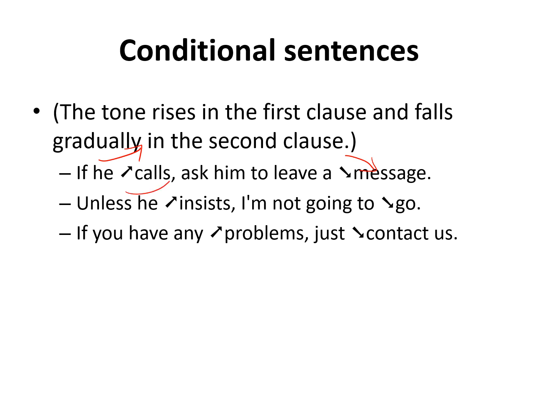Unless he insists, I am not going to go. Unless he insists, the sentence is not complete. I am not going to go. If you have any problems, just contact us. So the first part, the conditional part, takes the rising tone, whereas the fulfilling part, the consequent part, takes the falling intonation.